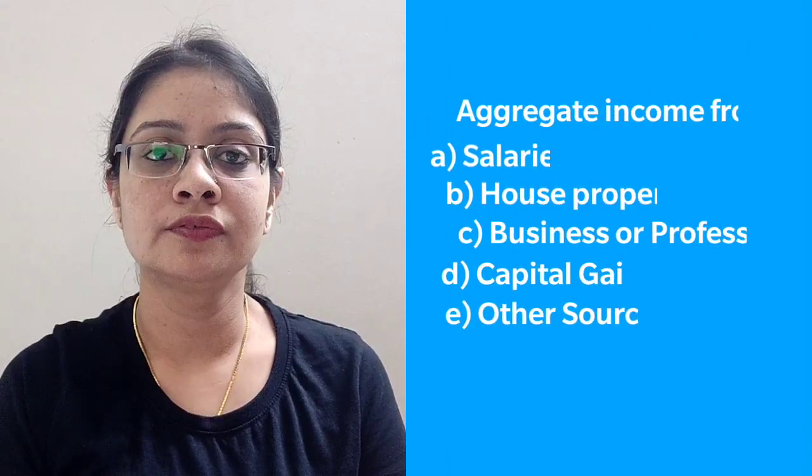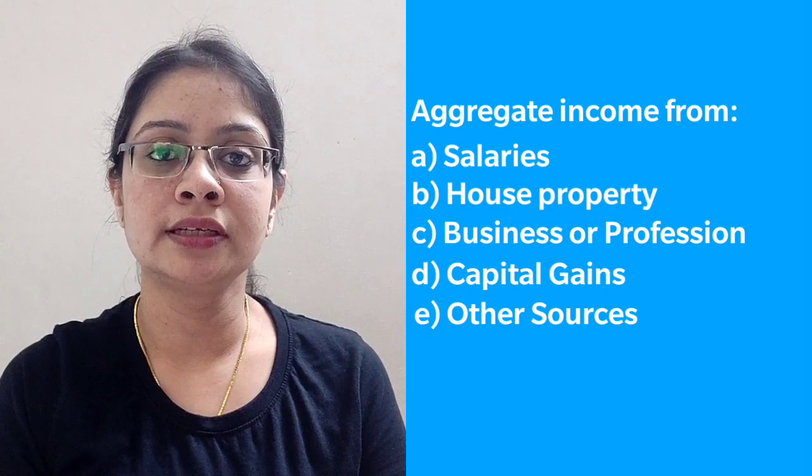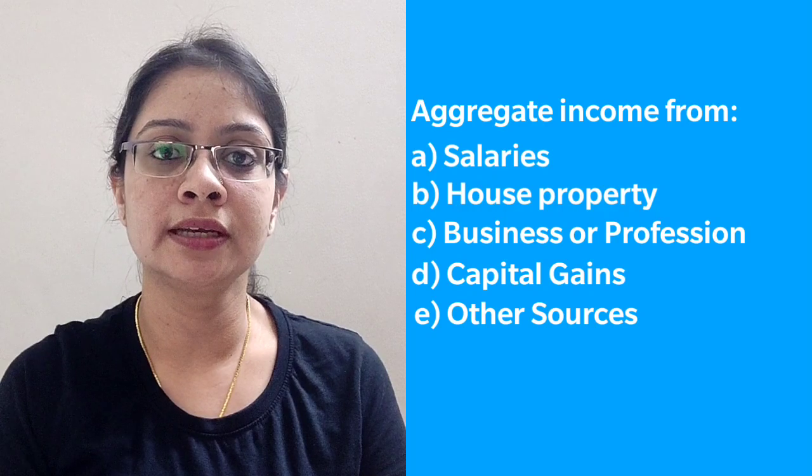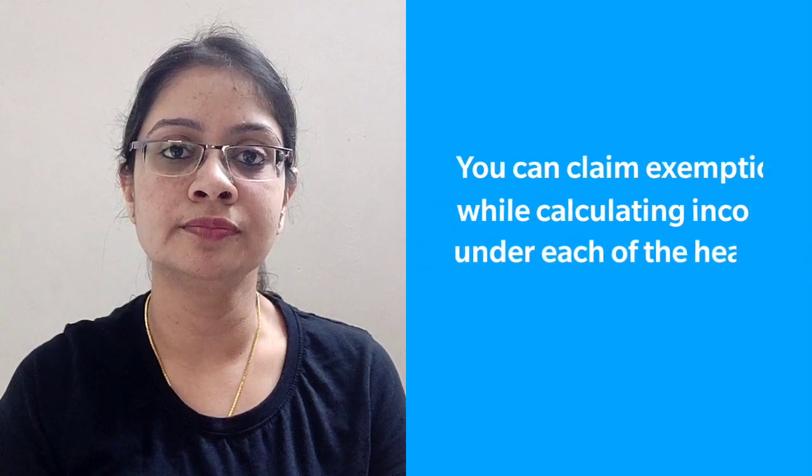In this video, I will provide you a step-by-step guide for income tax calculation. The first step is to aggregate income from all sources, namely income from salary, income from house property, income from business or profession, income from capital gains and income from other sources. You can claim exemptions while calculating income under each of the heads of income.